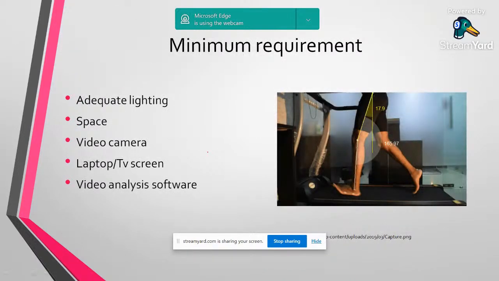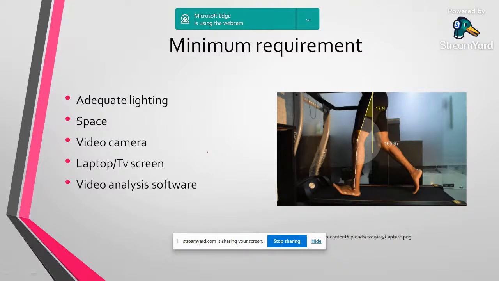Now the minimum requirement is you have to have adequate lighting. If you are doing it outdoors, particularly in the noon time or afternoon, then sufficient lighting is available. If you are going towards the dawn, towards the evening, then sufficient lighting is required. If you are doing some analysis in the lab, then also sufficient lighting is required. So normal typical lighting is like 500 to 1000 lumens. Based on that, you have to adjust certain camera features.